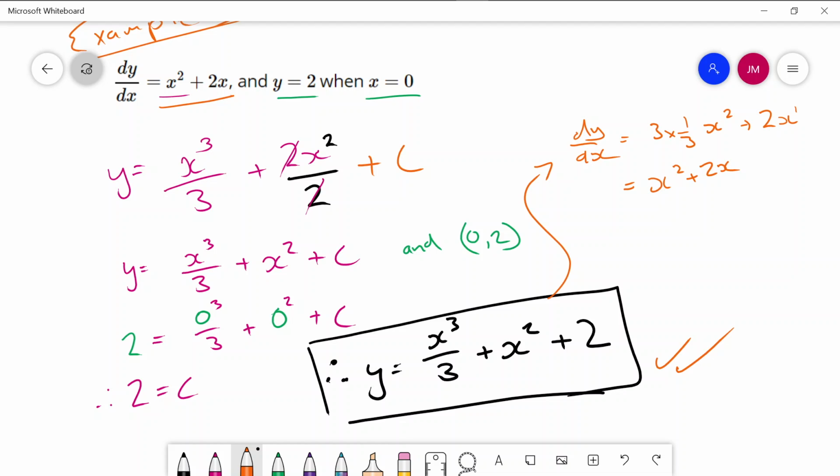Don't forget about your plus c. And if you're given a point, you can sub it in to find c. If you're not given a point, you're going to have c in your answer, because that could be at any vertical translation there.